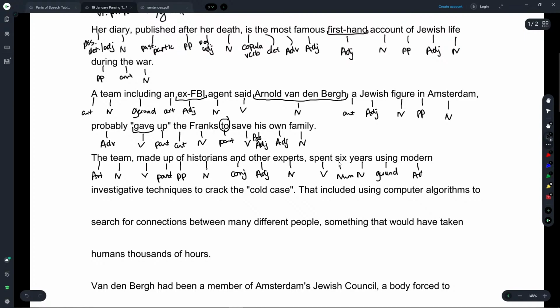Modern, adjective. Investigative, adjective. Techniques, noun. To, particle. Crack, noun. The, article. Cold case. Now, we could say, of course, cold is in this case an adjective and case is a noun. But you could also say the cold case as one thing. And if we do the cold case as one thing, then we call it a noun.